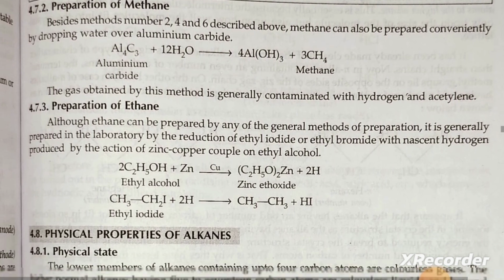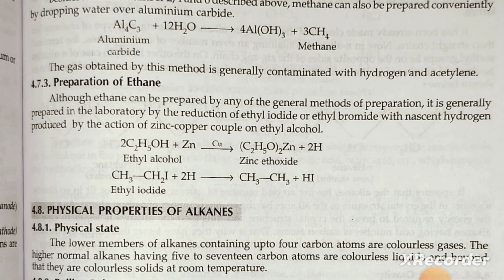Preparation of ethane. Although ethane can be prepared by any of the general methods of preparation, it is generally prepared in the laboratory by the reduction of ethyl iodide or ethyl bromide with nascent hydrogen produced by the action of zinc-copper couple on ethyl alcohol. Ethyl alcohol plus zinc in the presence of copper gives rise to zinc ethoxide plus 2H. Ethyl iodide plus 2H gives rise to CH3CH3 plus HI.